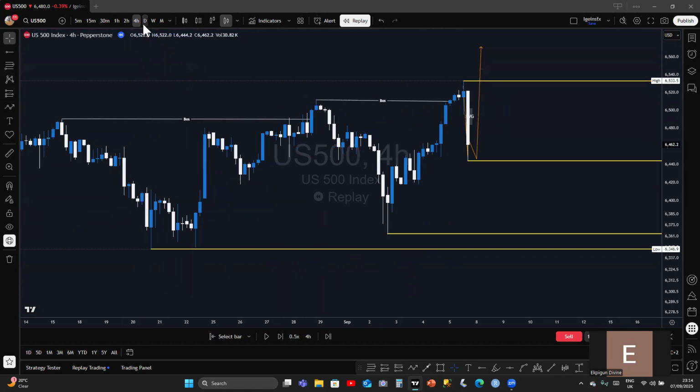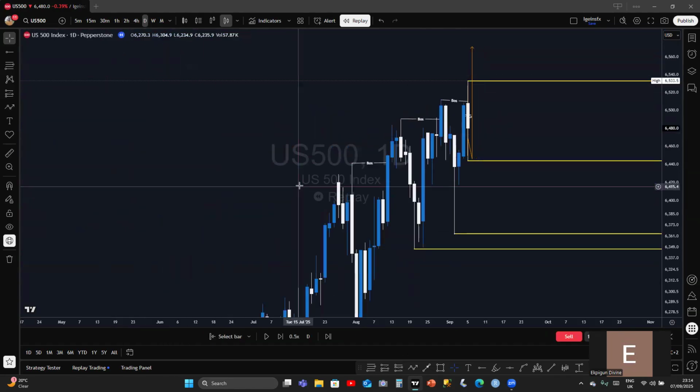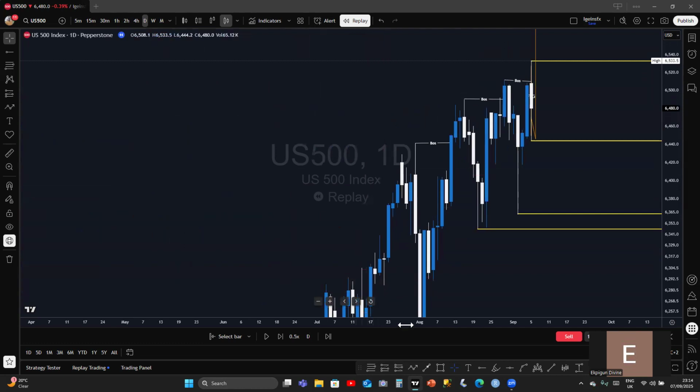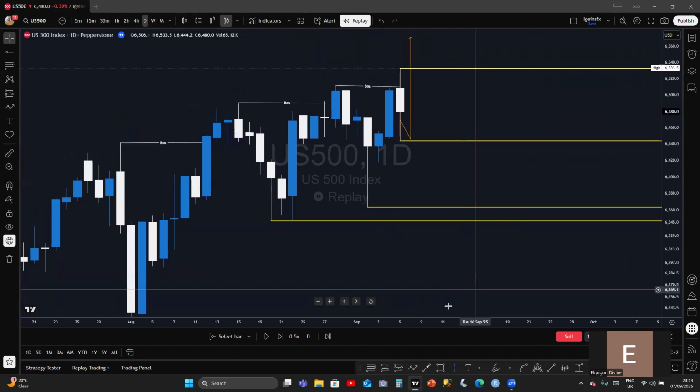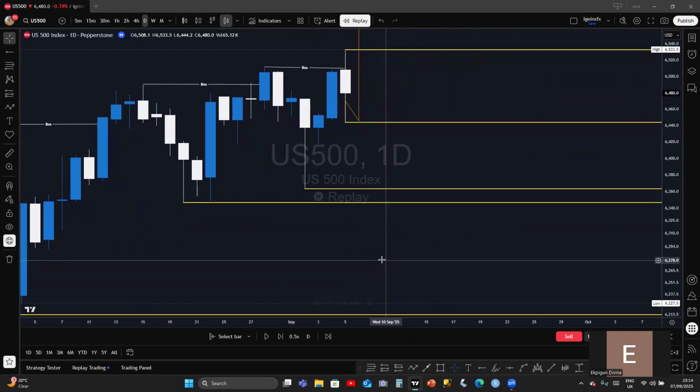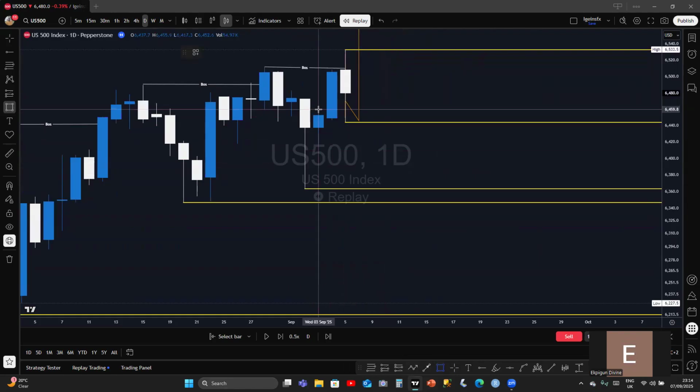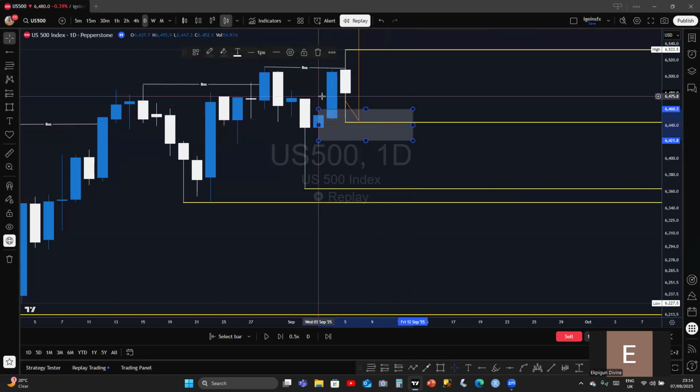Now, if you go up to the daily time frame, you discover that there's another block here that price is reacting to. And where is the other block? This is the other block. The block is small, yes. This is the other block. Our price came, tapped, and is going back.